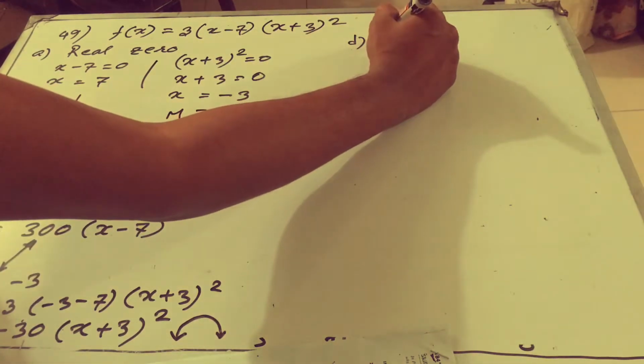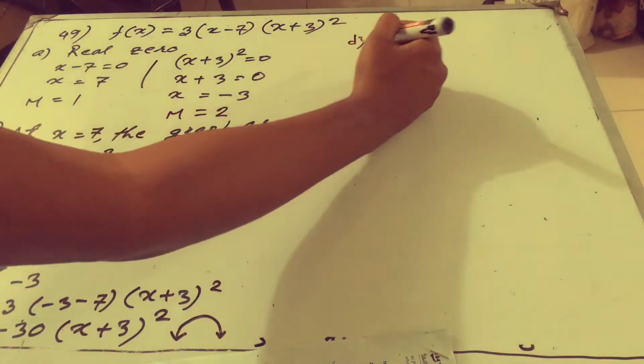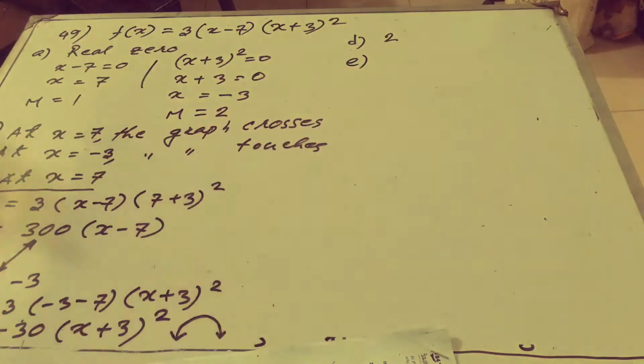That means there will be 2 turning points for this function. Then in the next part, they say determine the end behavior of this function. So end behavior is simply the power function of the graph.